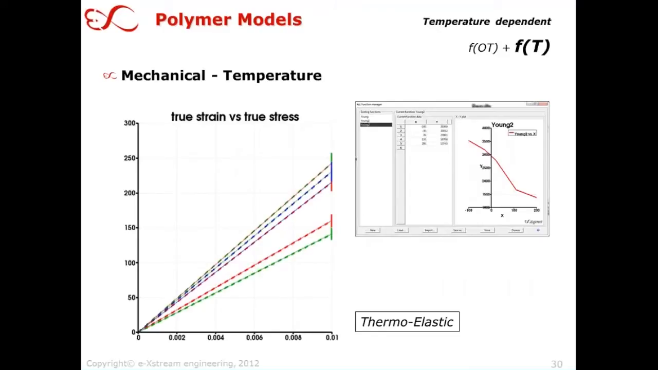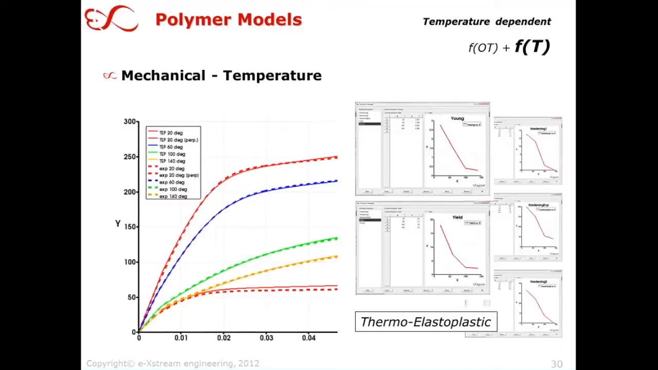So that would be temperature dependency, and the simplest form of temperature dependency is for thermoelastic material properties. Here we can set, for example, the Young's modulus as a function of the temperature, as you can see it on the right side of the slide.